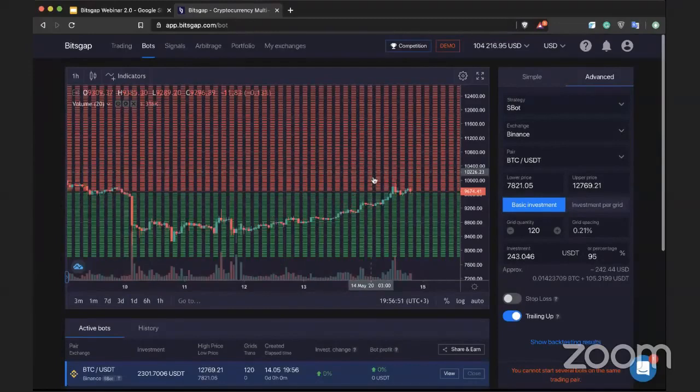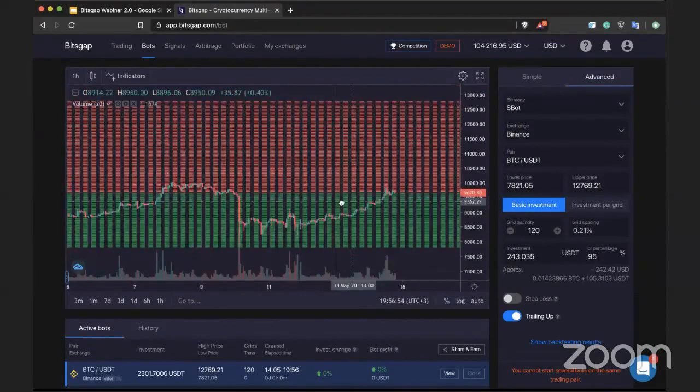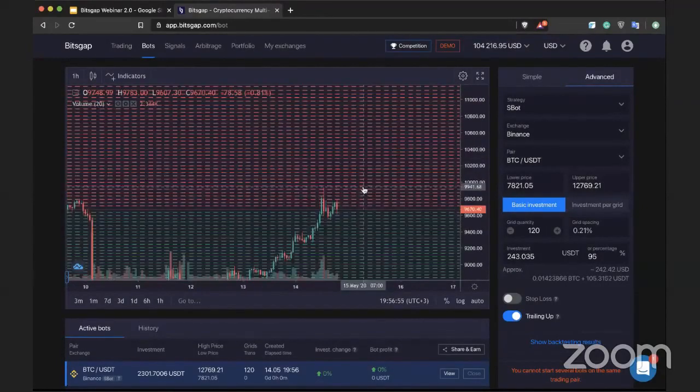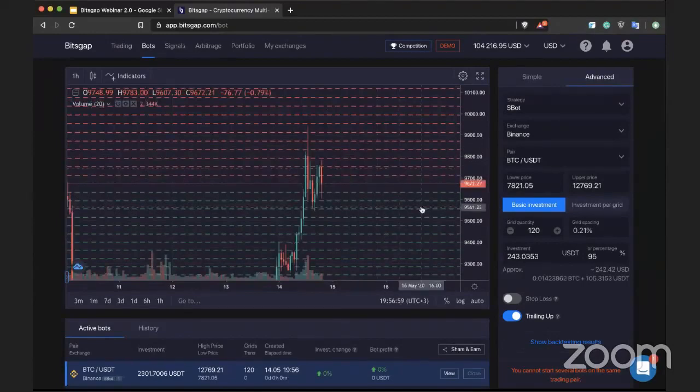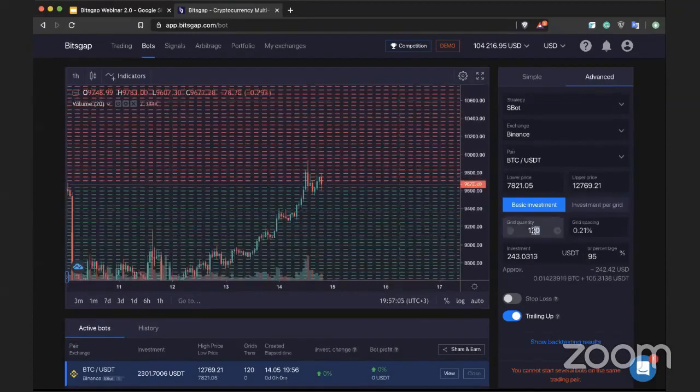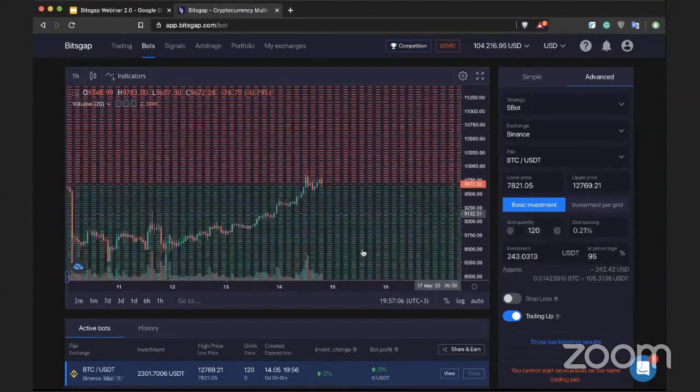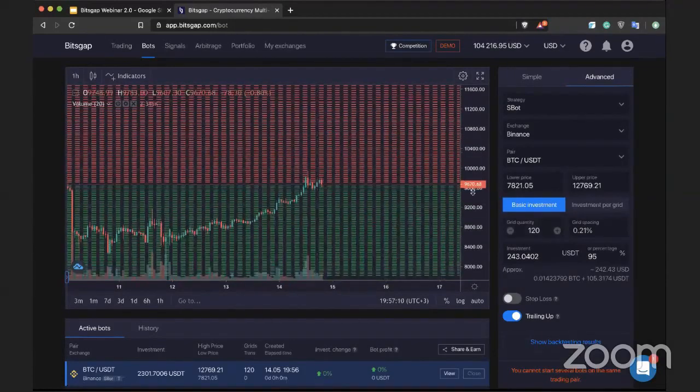So now it looks like I have way more chances to profit on every possible market swing, as my grid spacing is now optimal and I have more grid levels. So that means I have now more chances to seize the market swing.